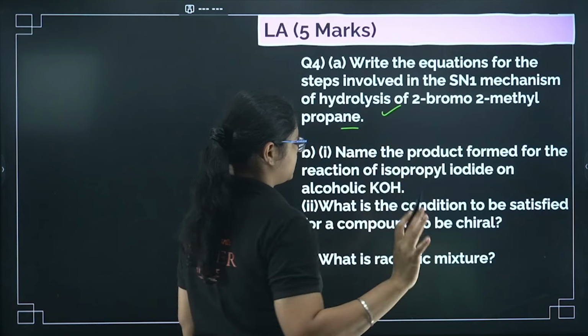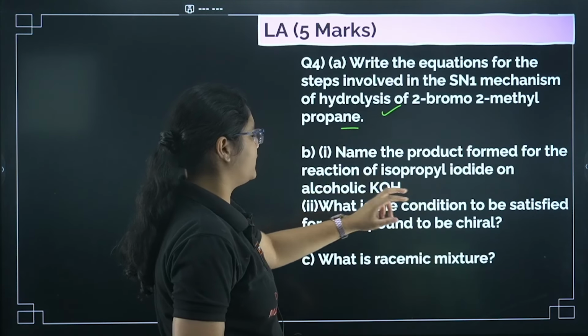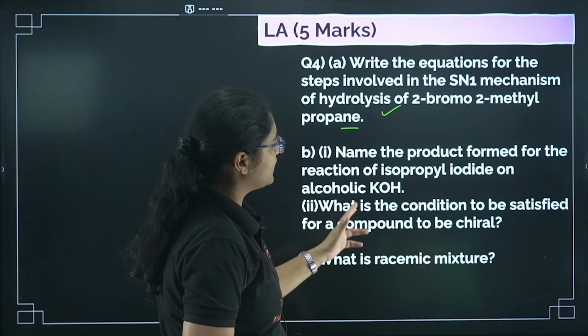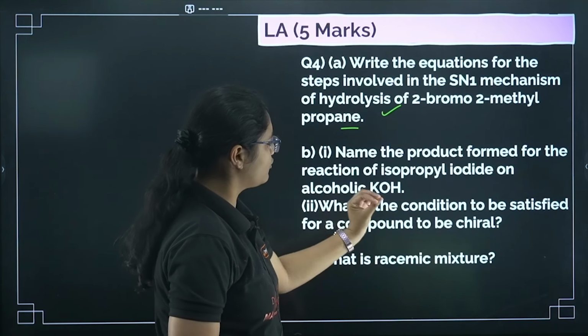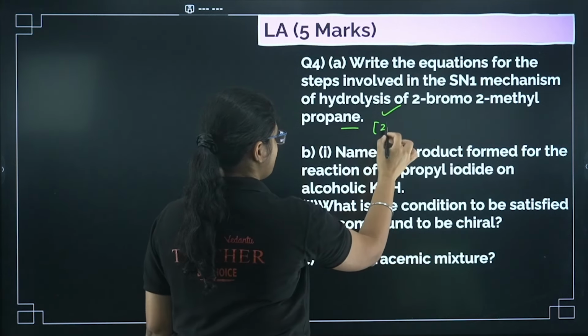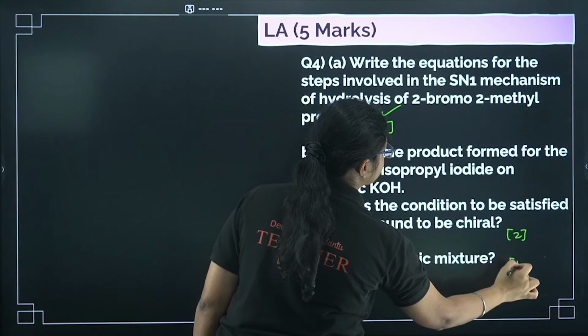So already I have discussed this question. Name the product formed for the reaction of isopropyl iodide on alcoholic KOH. What is the condition to be satisfied for a compound to be chiral? What is racemic mixture? So this question carries 2 marks. You have to just write down 2 steps. This question carries 2 marks and this question carries 1 mark.